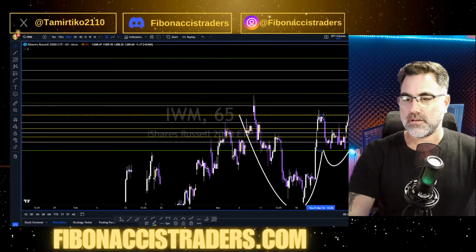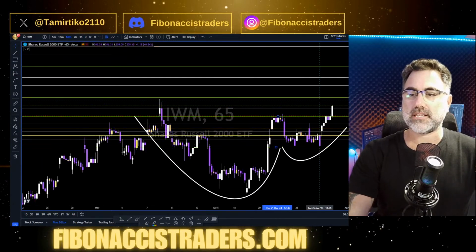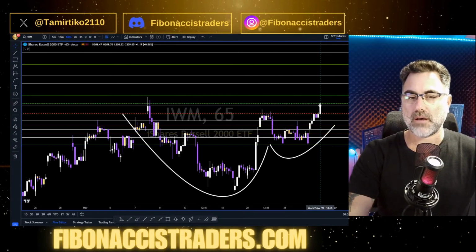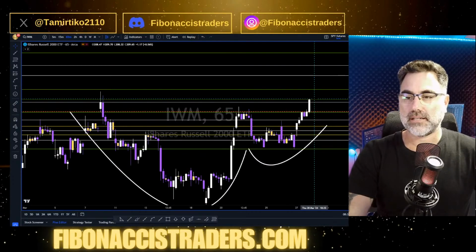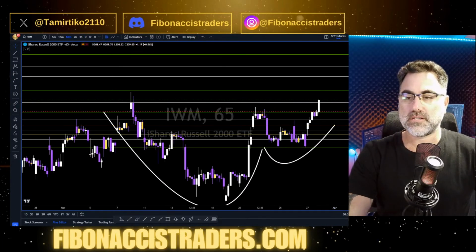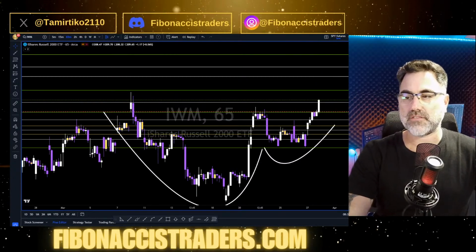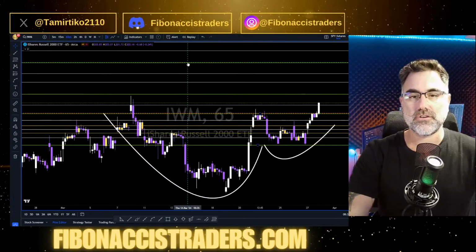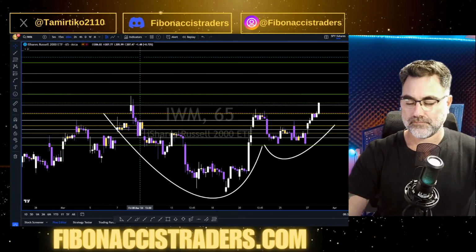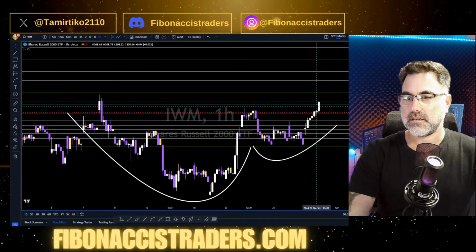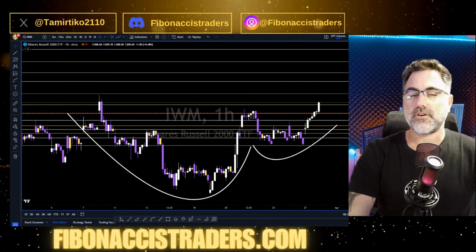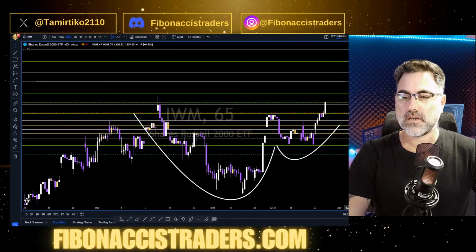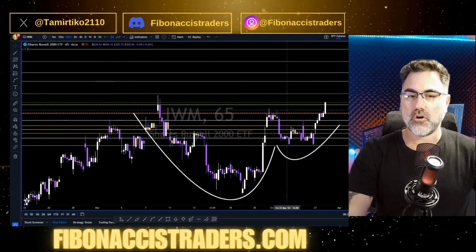And here we have the IWM 65 minutes. Yesterday, look at this massive candle that just broke up. We closed the day on the high of the day. Why do I use the 65 minutes? Because 6 candles of 65 minutes gives us a full complete daily candle. If you use the 1 hour candles, then the last candle is always only a 30 minute candle. Fibonacci traders, we like complete things. We don't like partials.